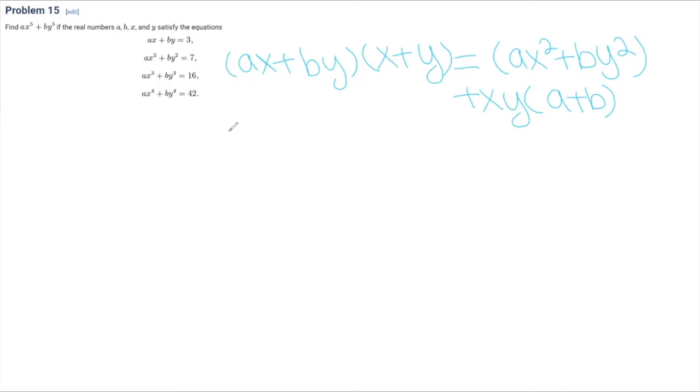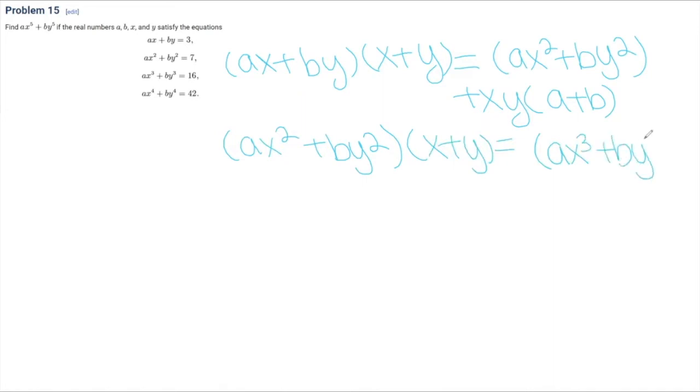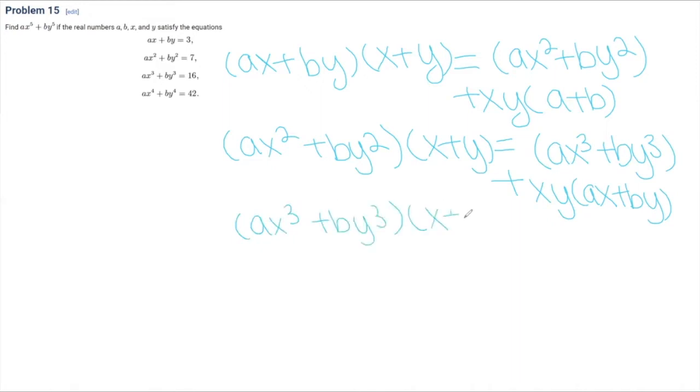Similarly, we also have ax squared plus by squared times x plus y is equal to ax cubed plus by cubed plus xy times ax plus by. And then let's write another one, which is ax cubed plus by cubed times x plus y is equal to ax to the fourth plus by to the fourth plus xy times ax squared plus by squared.